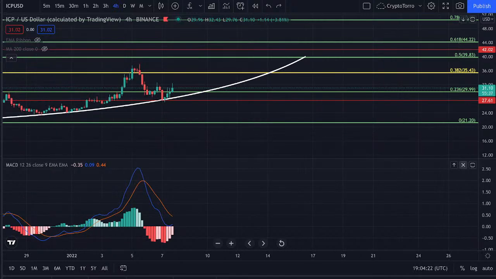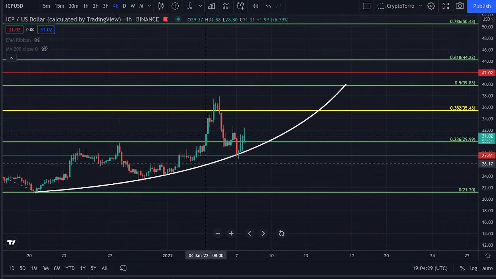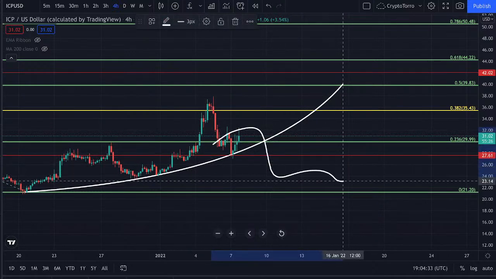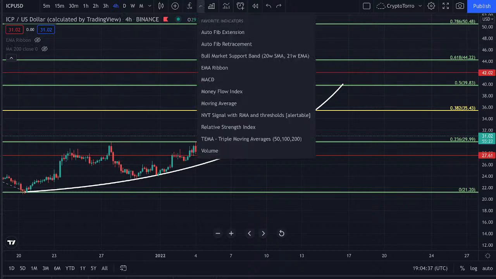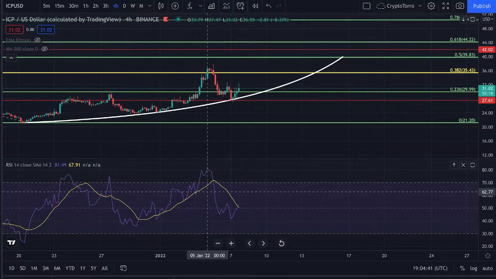So yeah, right now this is crucial price action for the Internet Computer, and especially if we do not hold strong on top of the $29.99, further decline towards the $21 is highly likely to occur. Well, right away I would like to enable the RSI, and what you can see on the RSI is that we are not seeing any type of bullish nor bearish divergence.